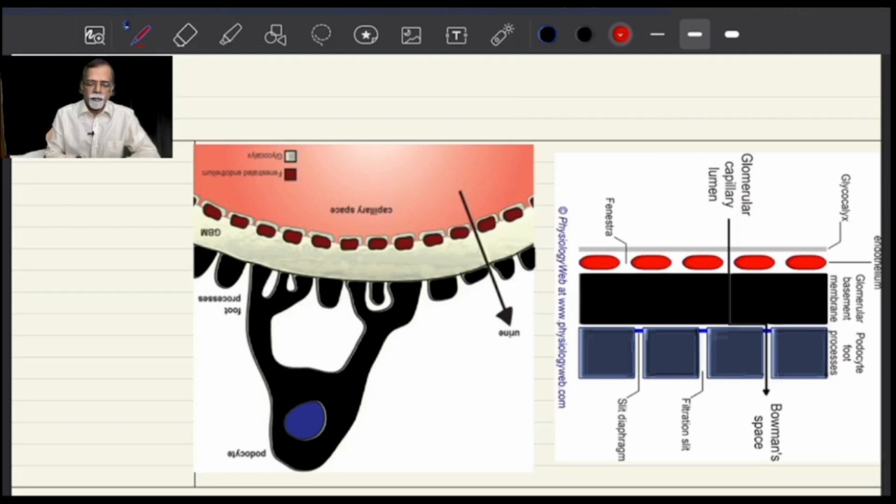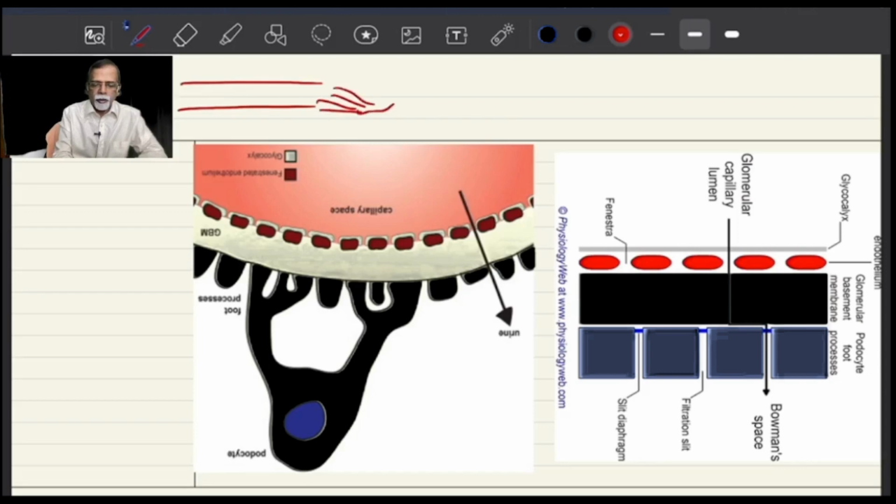So we will go a little more into the detail. So this is the capillary. We know that the afferent arteriole enters and forms the capillary network, and it leaves as the efferent arteriole, and the afferent arteriole is bigger than the efferent arteriole.